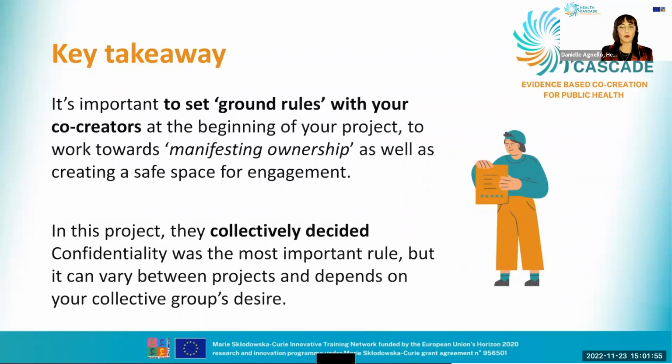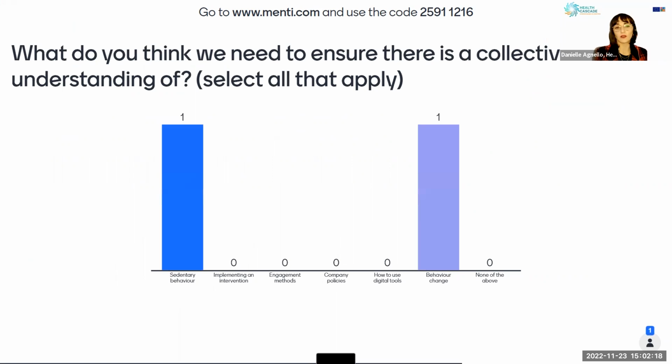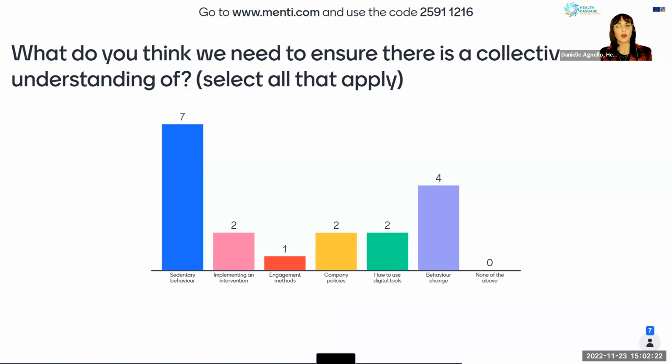Okay, so now we have a few more questions. We'll move on to the next question for the conducting stage. So you've now set your ground rules. But now maybe you need to do something which we call capacity building or upskilling. And the question here is another select all. What do you think we need to ensure there's a collective understanding of? So within this group of co-creators that have all come together, what do they need to all understand? You might have to think back to how Mira introduced the project to get these answers.